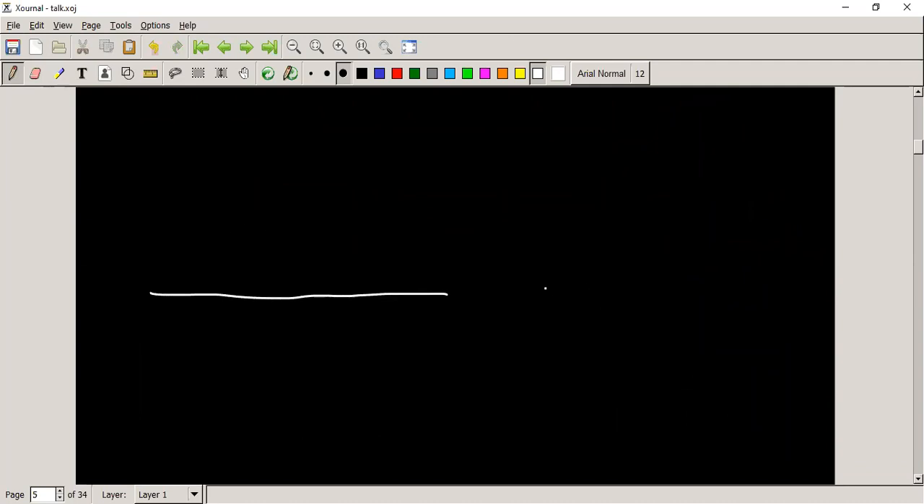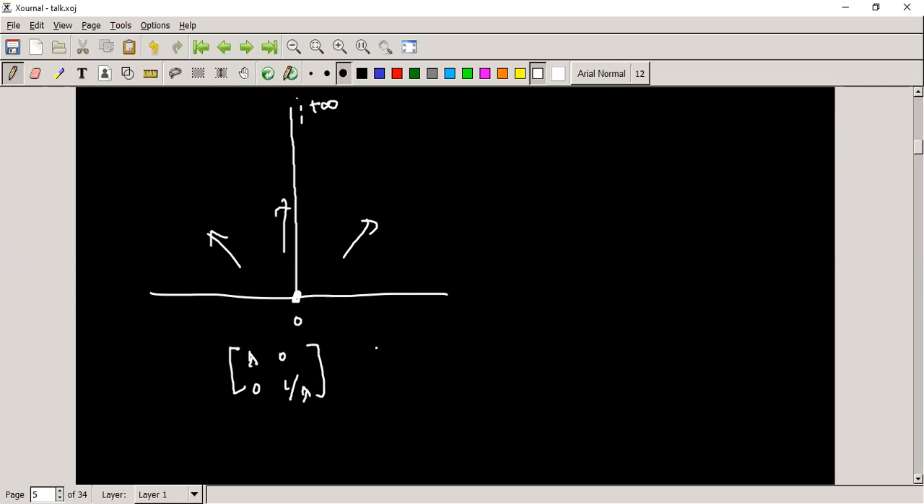So we have seen three kinds of isometries already. One is the scaling, right? If you scale, then note that two points on the boundary are fixed. So one is zero. Zero is fixed because you're scaling. This is the isometry lambda 0, 0, 1 over lambda, by the way. And also infinity is fixed. So infinity is somewhere up there. Two points on the boundary are fixed. So these kinds of isometry are called hyperbolic.